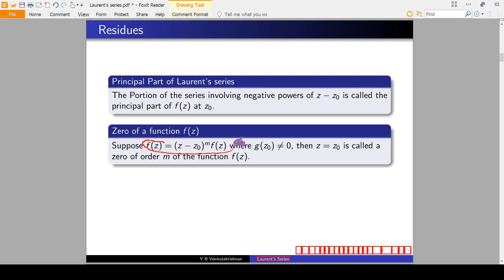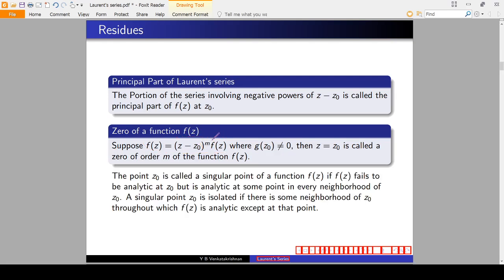If f of z is equal to z minus z naught whole power m times g of z, where g of z naught is not equal to 0, then z is equal to z naught will be a root of the function f of z, or it is also called the zero of the function of order m, because you have z minus z naught whole power m. So it is called a zero of order m.